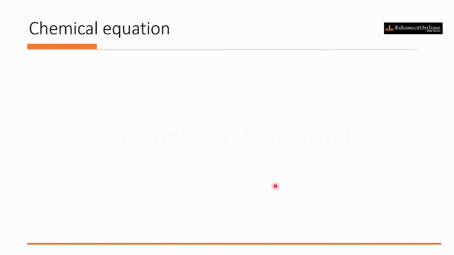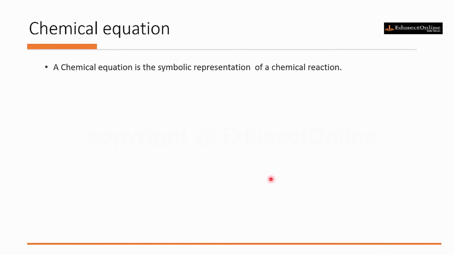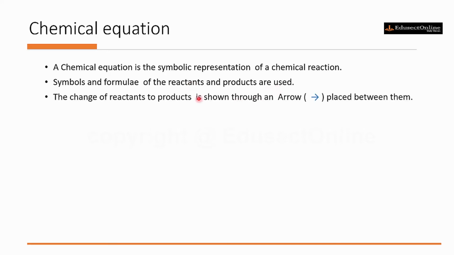Next is chemical equation. What is a chemical equation? A chemical equation is the symbolic representation of a chemical reaction. So a chemical reaction can be represented in the form of a chemical equation. Symbols and formulas of the reactants and products are used in a chemical equation, and the change of reactants to products is shown through an arrow placed in between them. The direction of this arrow indicates the chemical reaction, that's reactants to products.